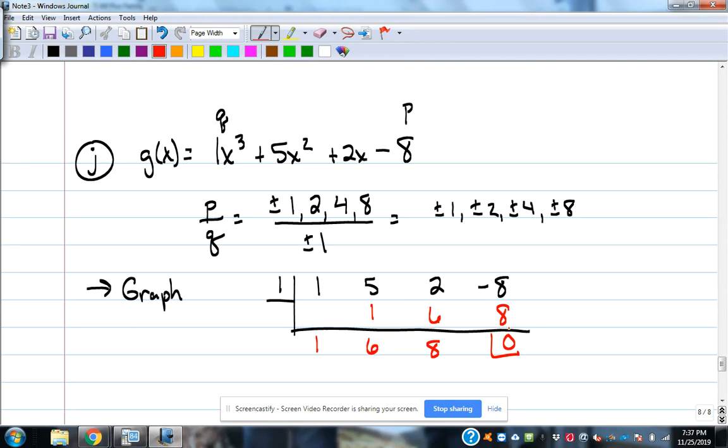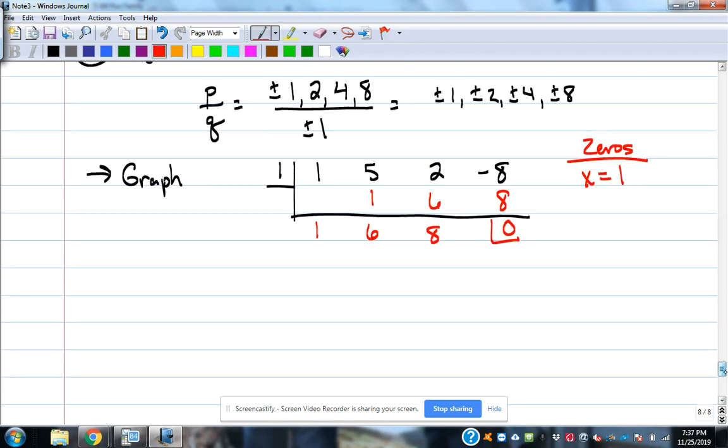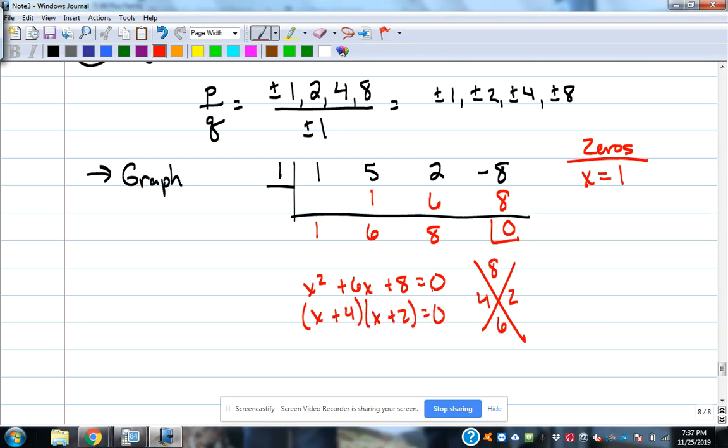And what do you know? Get a 0 in the remainder. So our zeros over here, we got x equals 1. And that broke that down into a quadratic, x squared plus 6x plus 8. That'll factor. And it's got a shortcut on the factoring. There's nothing in front of x squared. So that's going to give us x plus 4 equals 0, x plus 2 equals 0. There's the -4. There's the -2.